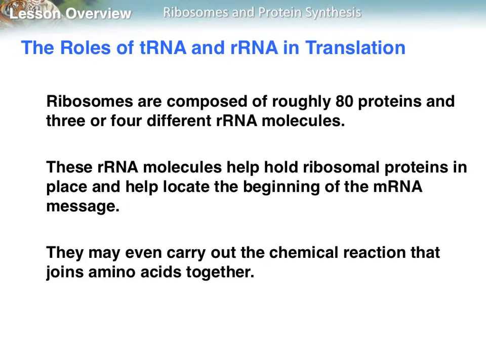Ribosomes are made of about 80 different proteins and 3 to 4 RNA molecules. These RNA molecules help to hold the proteins in place and help to locate the beginning of the messenger RNA message that came from the DNA. These ribosomes and RNA molecules even carry out the chemical reactions that join the amino acids together, those peptide bonds.